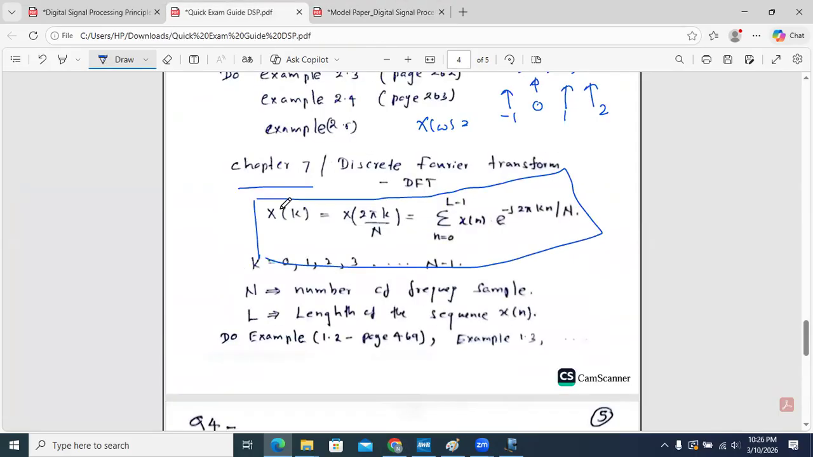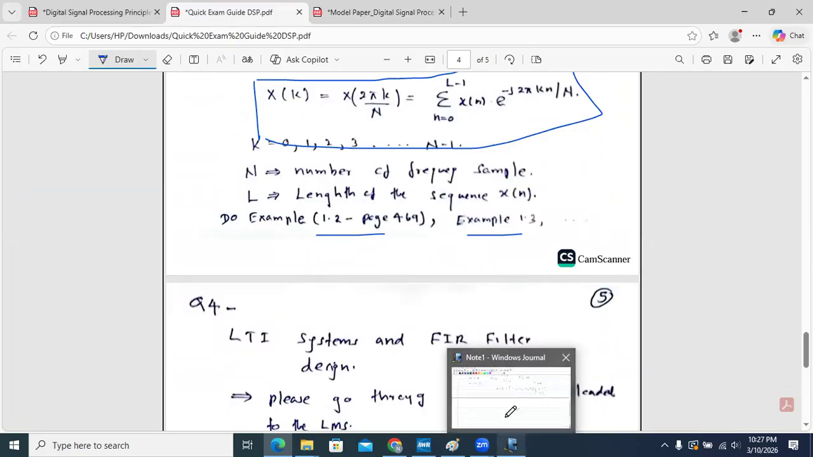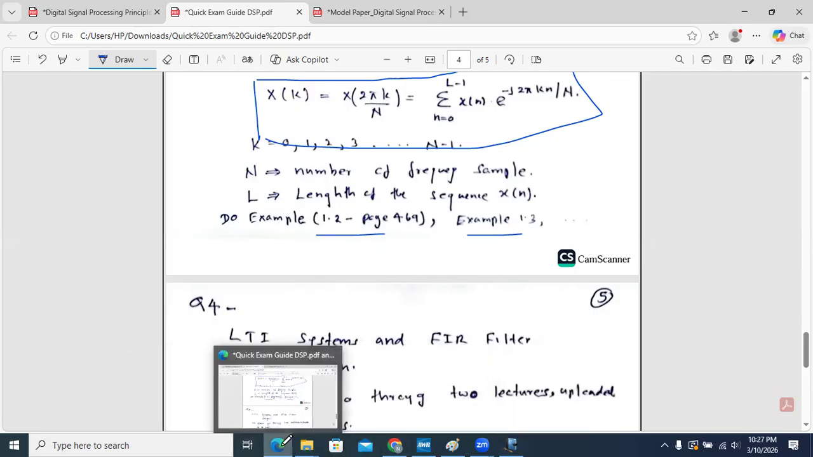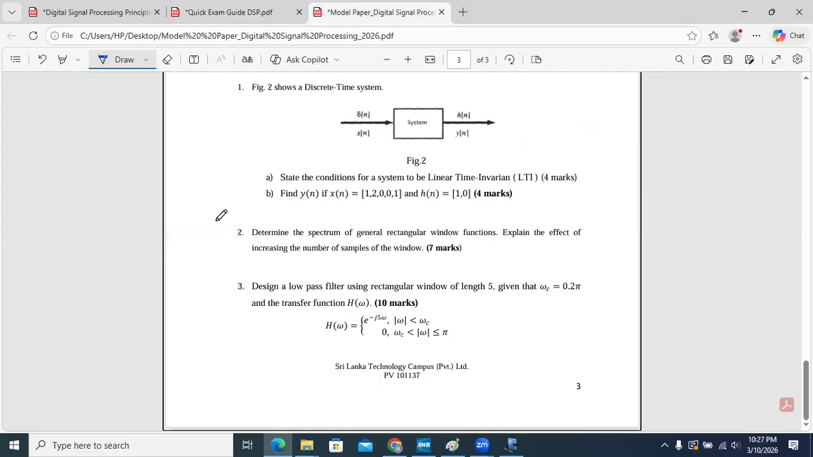So on the exam guide I have asked you to do two examples, 1.2 and 1.3. These are easy examples. Please try to do those also. And question 4, the filter designing part, I'm not going to discuss here because you need to go through those 2 lectures. For these 2 parts, please go through those lectures.